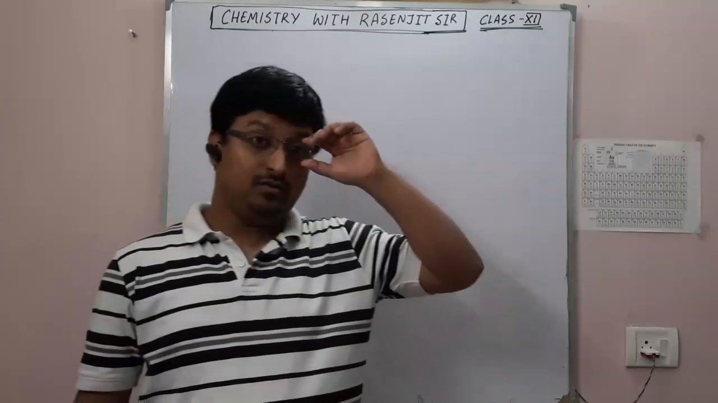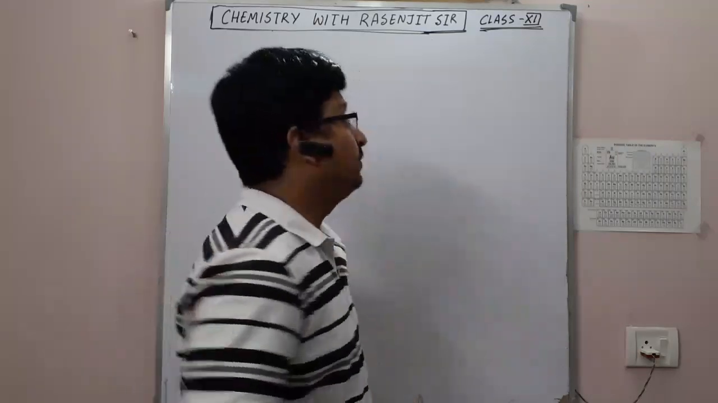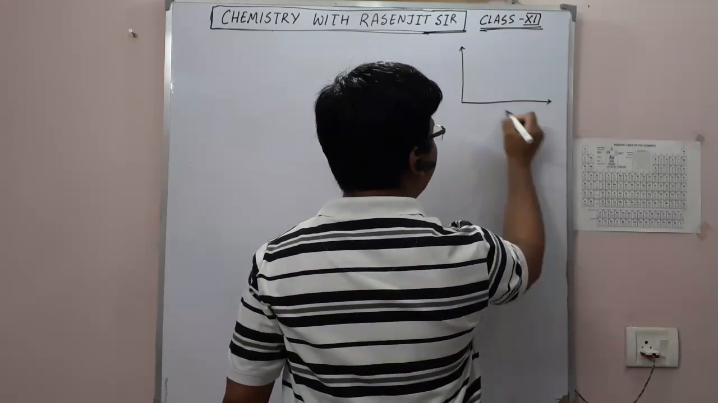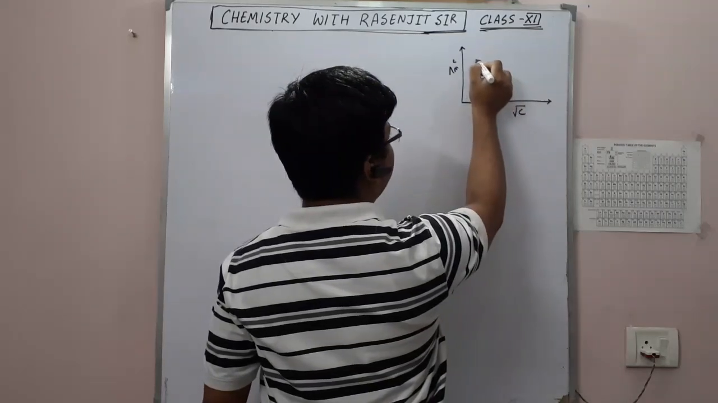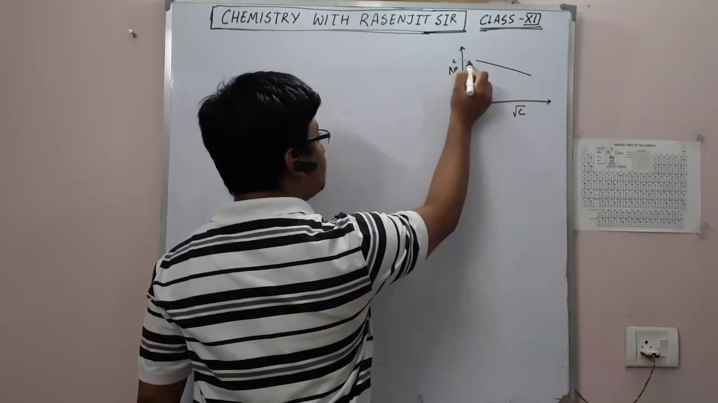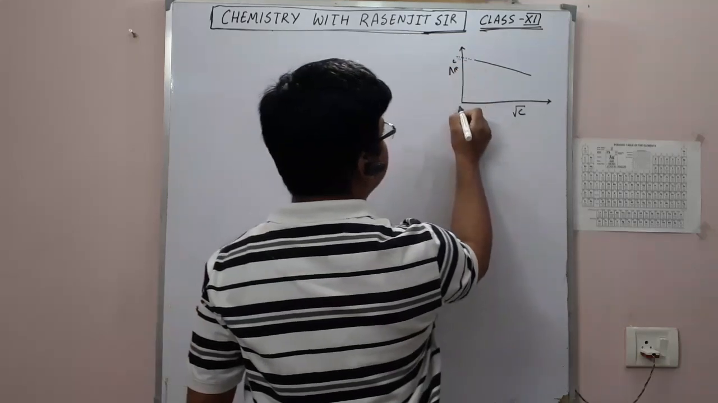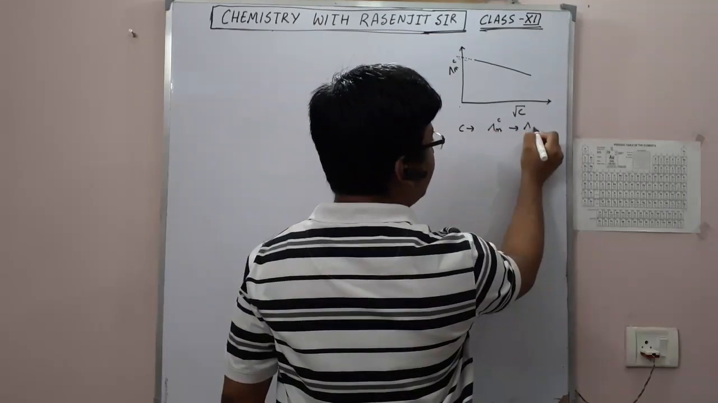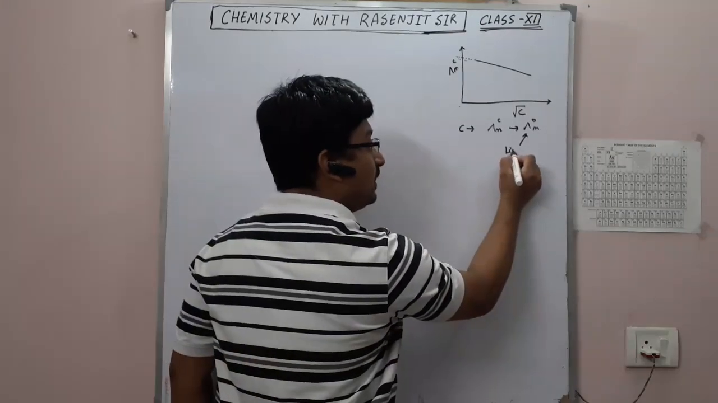Welcome back. So, after the last lecture, there was one big question. What was the question? The question was, if we plot lambda m c with respect to root c for a strong electrolyte, we are getting this kind of plot, a straight line with an intercept. Now, at c tends to 0, if we extrapolate to 0, your lambda mc, the molar conductance, becomes lambda m0. Now this lambda m0 is known as limiting molar conductance.